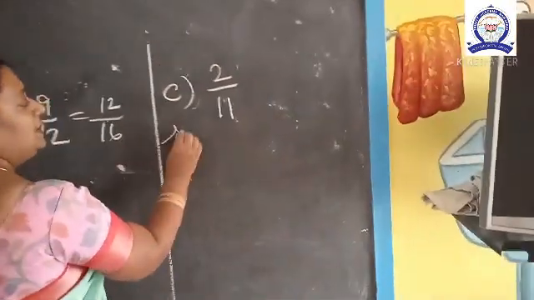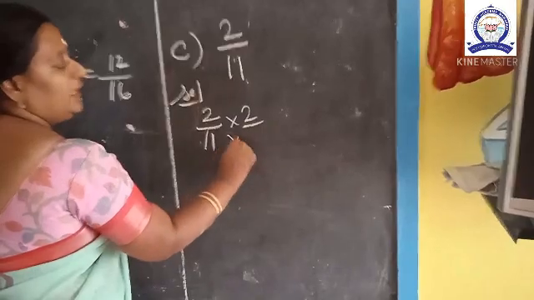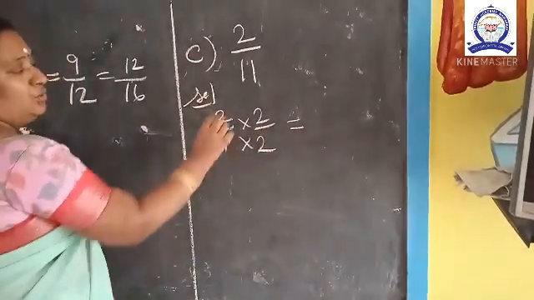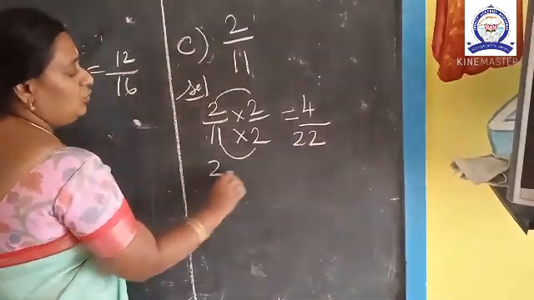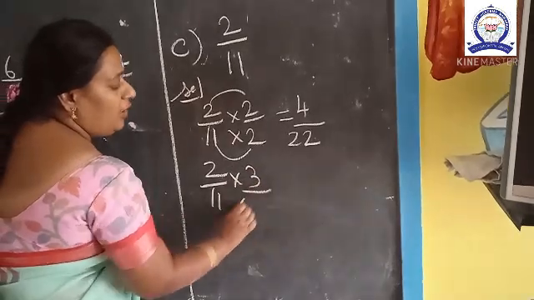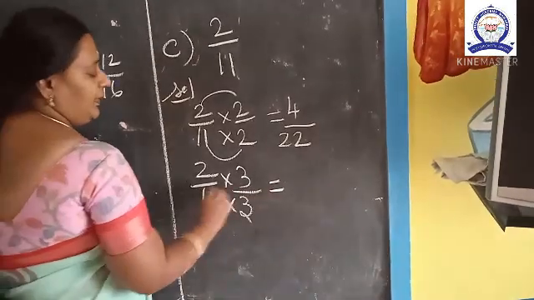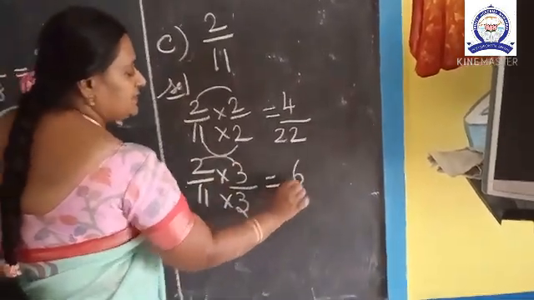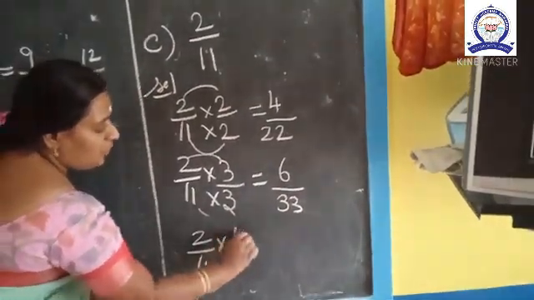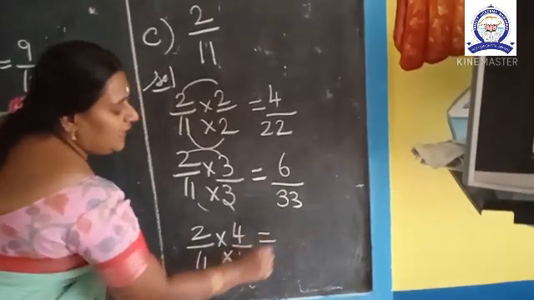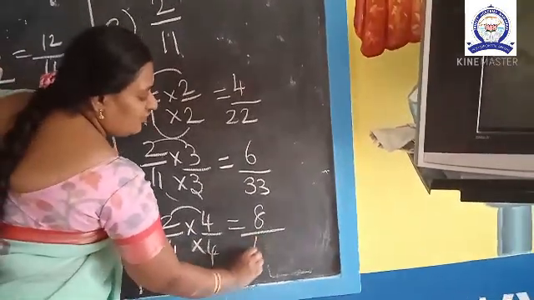Next, see the solution. 2 by 11, we multiply numerator and denominator by 2. 2 2s are 4 divided by 11 2s are 22. Similarly, 2 by 11, numerator and denominator by 3. We did 2, next 3, next 4. So 2 3s are 6, 11 3s are 33. Next 2 by 11, numerator and denominator by 4. So 2 4s are 8 by 11 4s are 44.